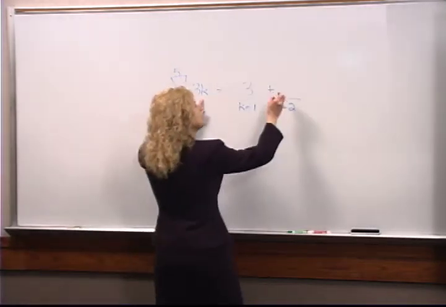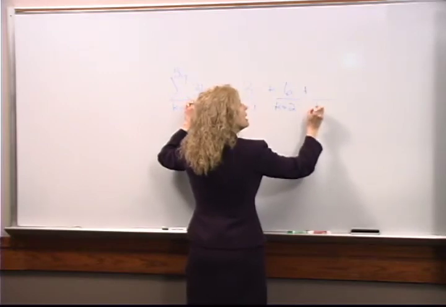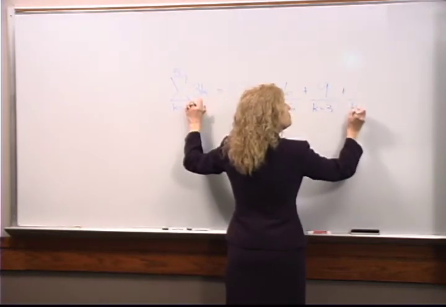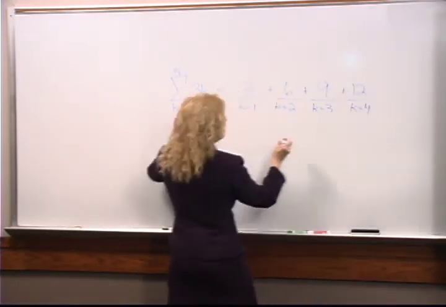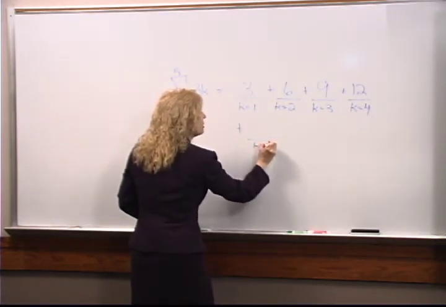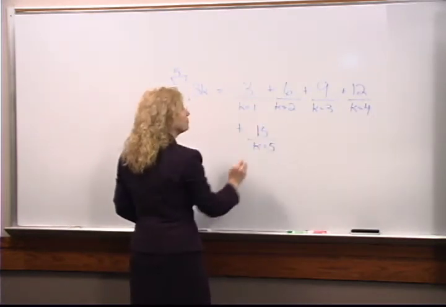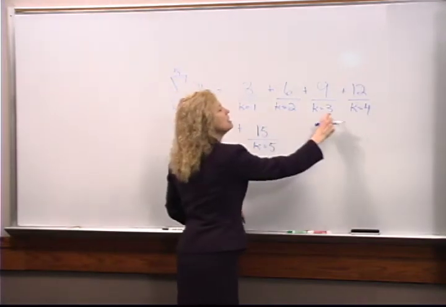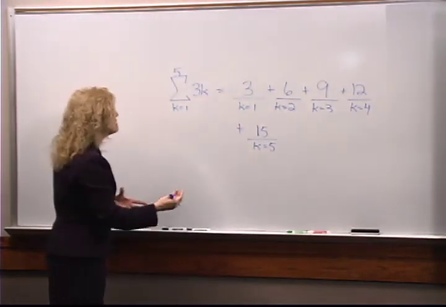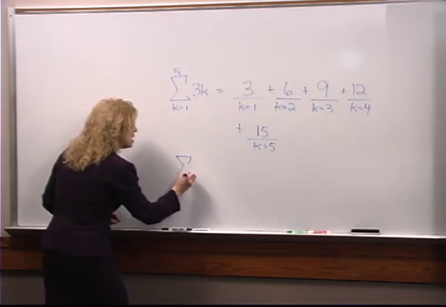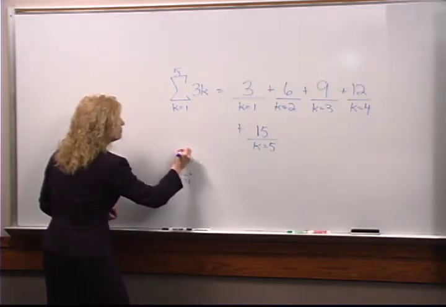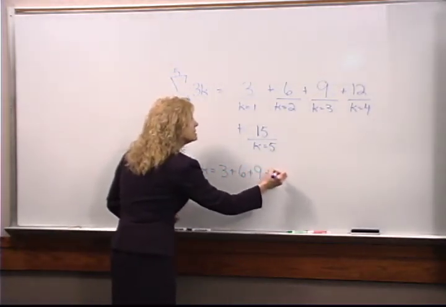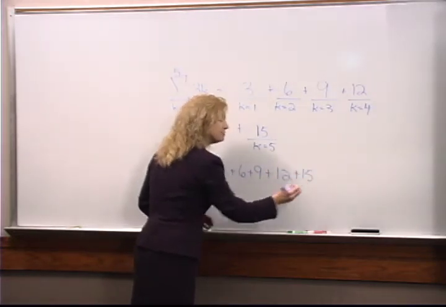Well, if k is 2, we get 6. And if k is 3, we get 9. If k is 4, we get 12. And if k is 5, we get 15. So here's exactly what this guy means. And I wrote these underneath so that you could kind of see where this was coming from. But if I leave those off, this sum would look like 3 plus 6 plus 9 plus 12 plus 15.